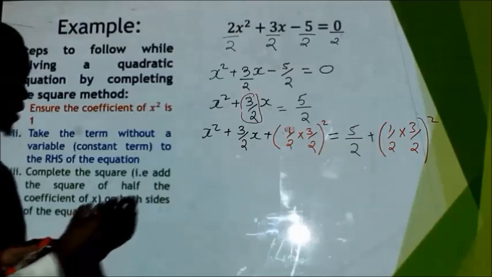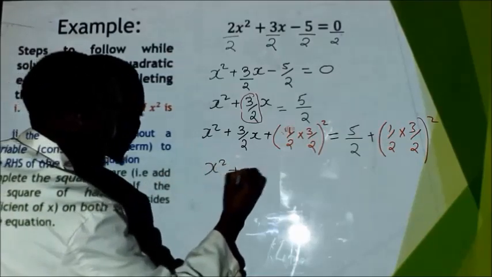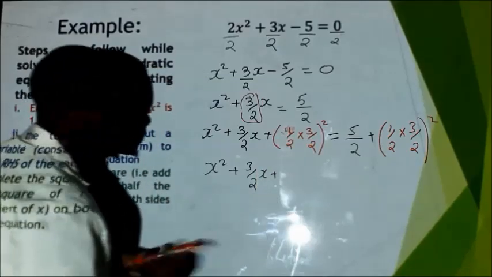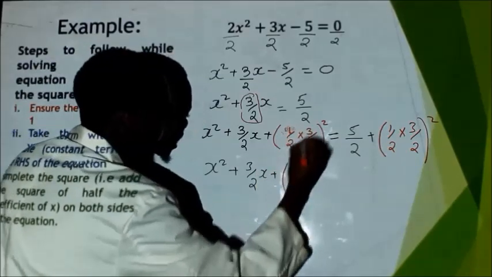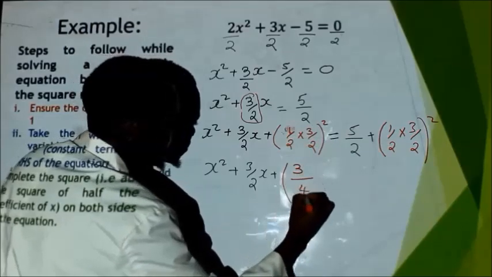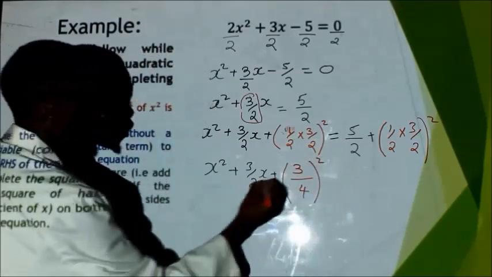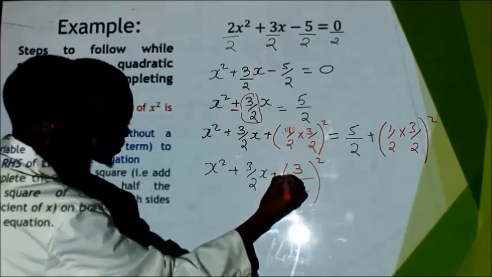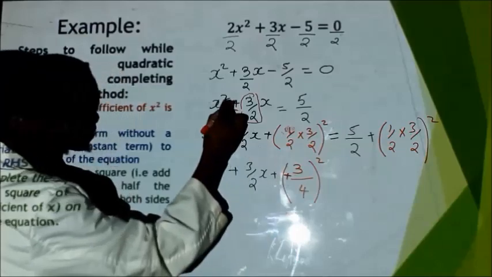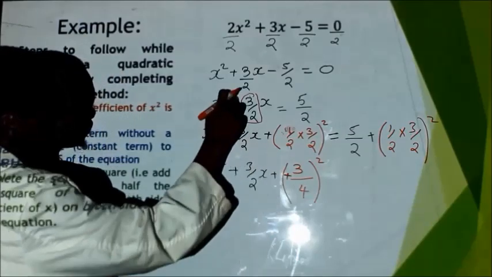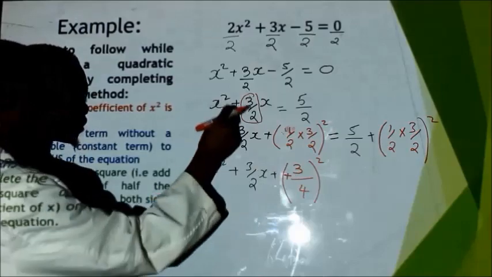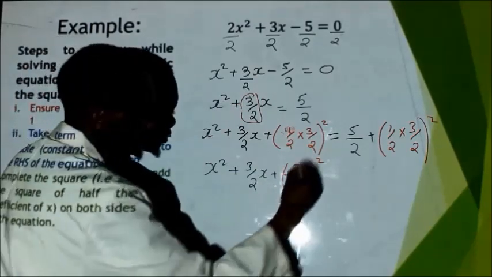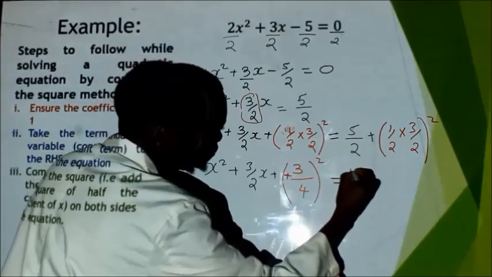Maybe you can simplify this one further and have it as x squared plus 3 over 2x plus the whole of this number here in brackets. This is just 3 over 4, and this is supposed to be squared. Of course, there's a positive here because this value was positive. Remember, this sign was positive, and that's why I'm putting a positive sign there. If it was negative, then I'll put a negative. Now that it's positive, I'm putting a positive sign there. So plus 3 over 4 squared should be equal to 5 over 2.